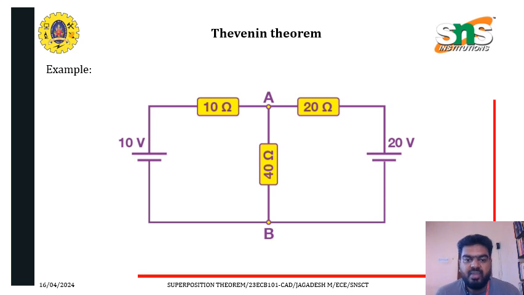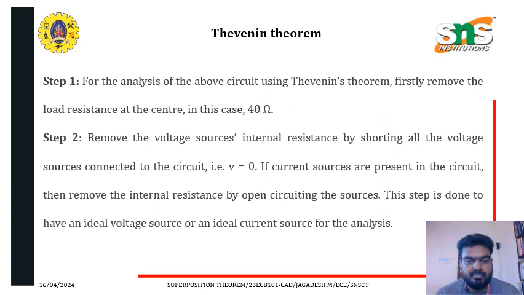From the Thevenin theorem, we are able to simplify this complex circuit into a simple circuit which consists of only one voltage source and one series resistance. So how to make the simple circuit by using Thevenin theorem? Let us see. The very first step, for the analysis of the given circuit diagram using Thevenin theorem, is to remove the load resistance at the center, in this case the 40 ohm. So in this circuit diagram, the 40 ohm resistance is the load resistance. So first, we have to remove the load resistance so that it will be an open circuit.